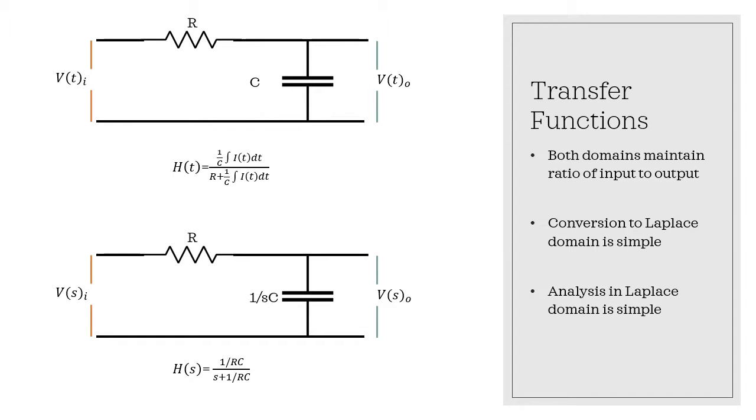But you see how the two transfer functions both tell us the same information, but one of them is so much easier to work with. And that's why we use different domains. That's why we transform between the time domain and the Laplace domain. They give us the same information, but one of them is just so much easier to work with.